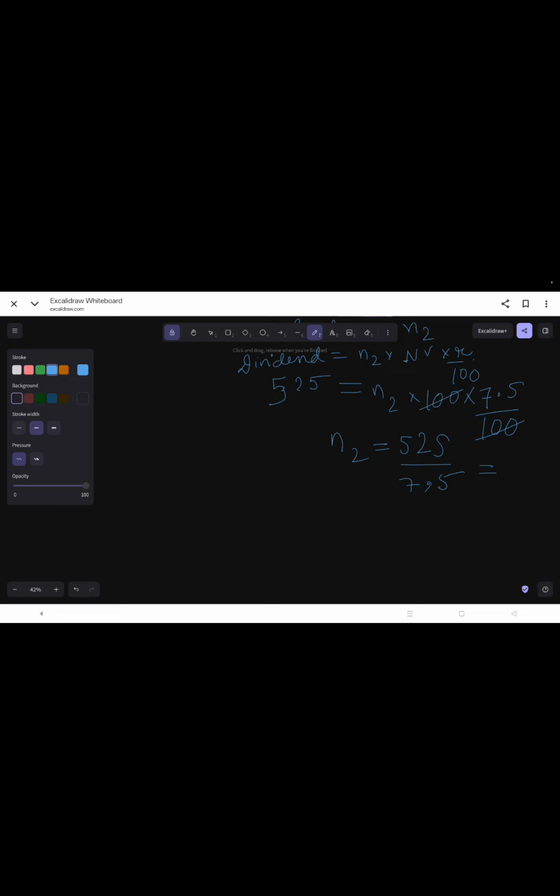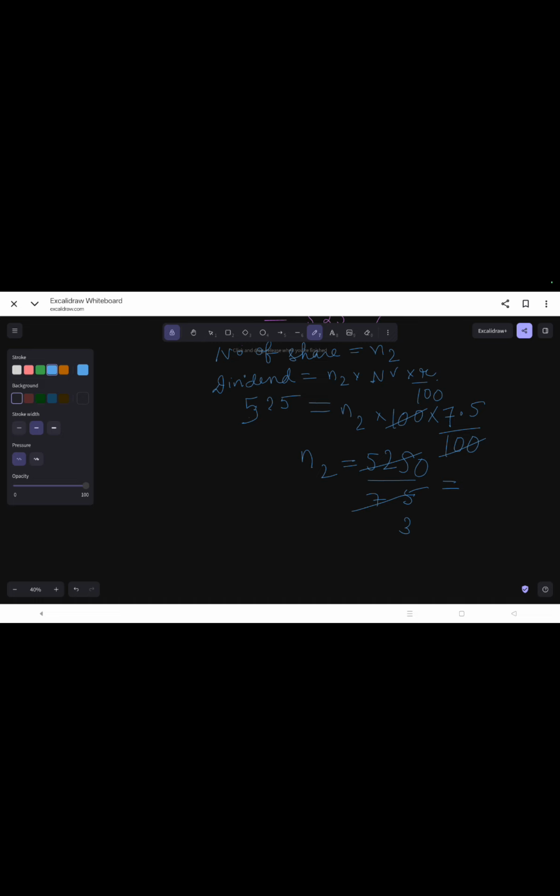Just calculate the value. Put a 0 here, remove this dot, and 20 just cut out with 25. 25 times 3 is 75. What is this? 210, and then again cut it off, it is 70. So the number of shares is coming out to be 70.